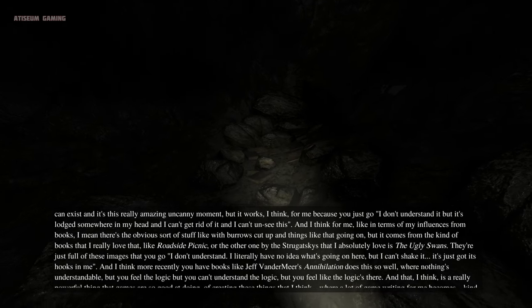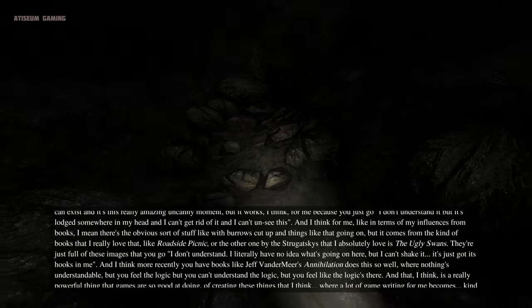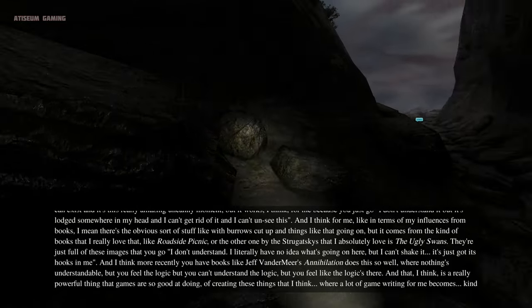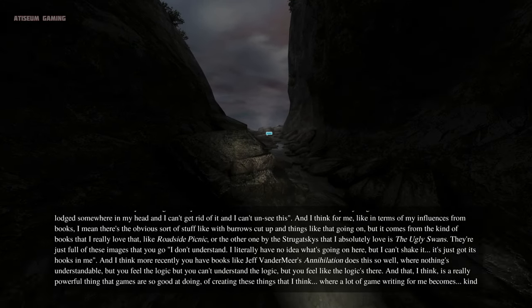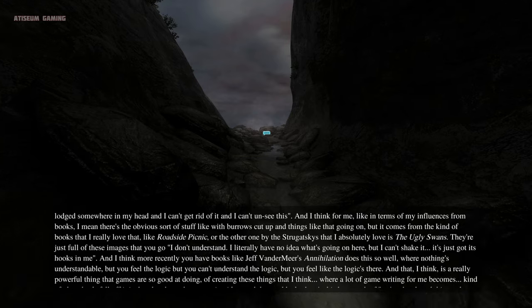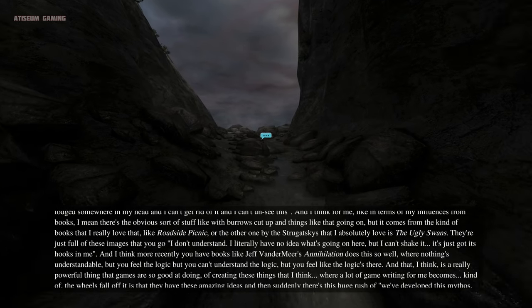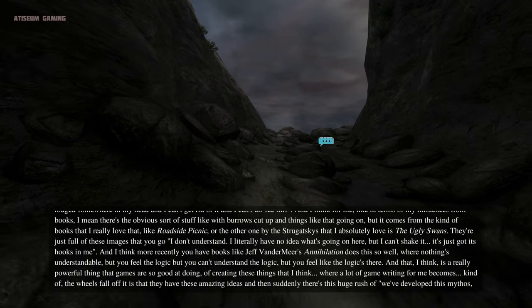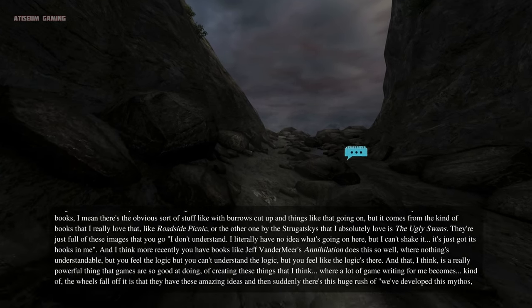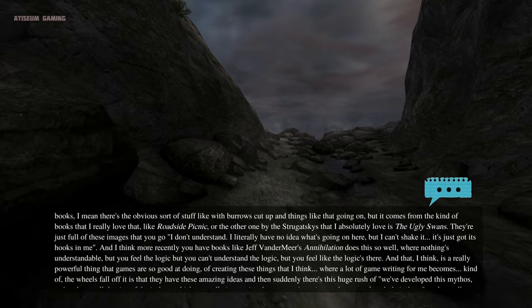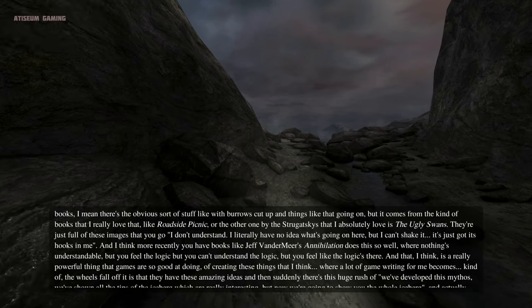And in terms of my influences from books, there's the obvious stuff like Burroughs and cut-ups. But the kind of books that I really love are like Roadside Picnic, or the other one by the Strugatskys that I absolutely love, The Ugly Swans. That's just full of these images where you go, I don't understand, I literally have no idea what's going on here, but I can't shake it. It's just got its hooks in me.